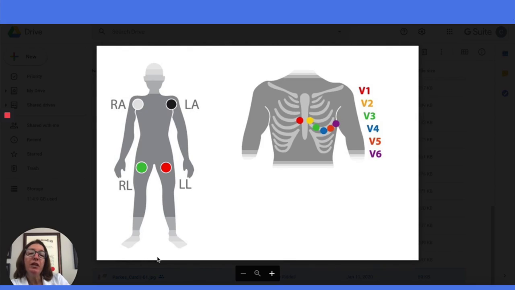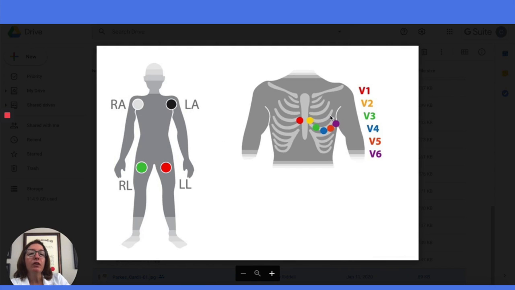All right, so when we are doing a 12-lead EKG, we will place 10 electrodes. Four of those electrodes will go here on the limbs and six will go on the chest. For the limb leads, we would place LA on the left arm, LL on the left leg, RA on the right arm, and RL on the right leg.